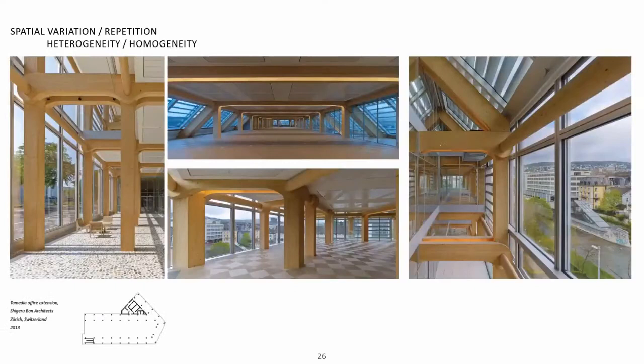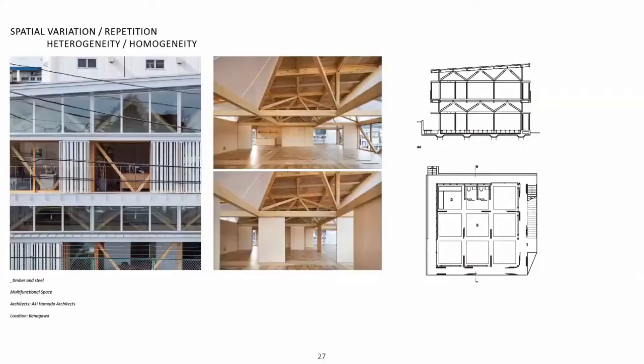This can be seen in the Tamedia office extension by Shigeru Ban, where there's a very narrow bay creating sort of a space or a passageway, and then a very large interior space, and also two different directions meeting, a very customized project. This is a special case project from Japan, where the spatial variation was pushed all the way to being a generic space, using this more truss-like system as an entire floor to be able to just have a completely free space on the inside.